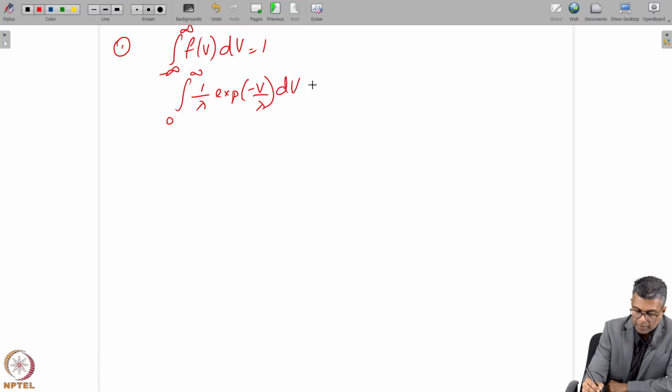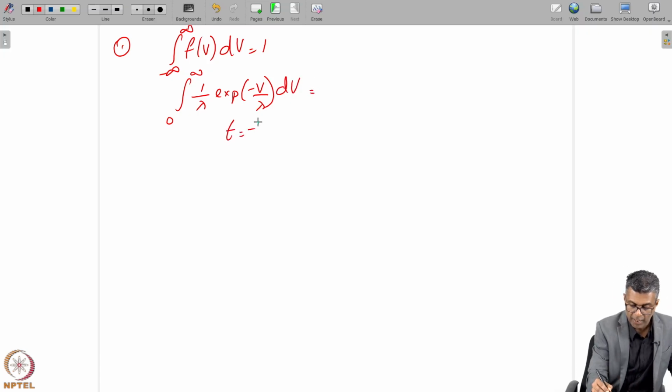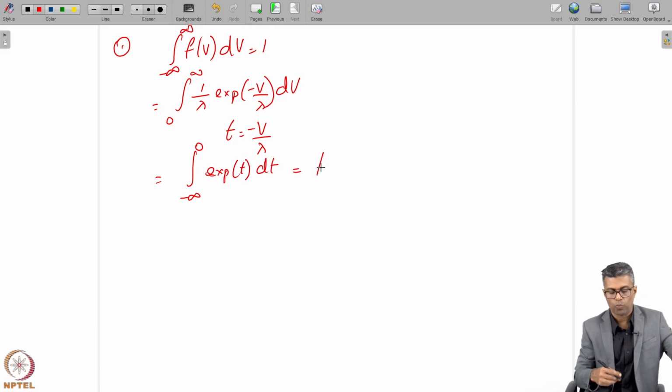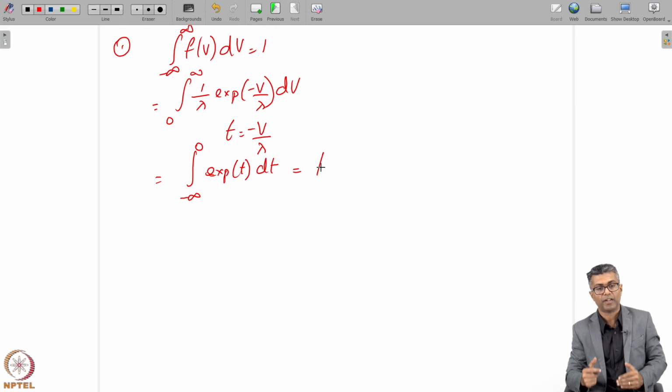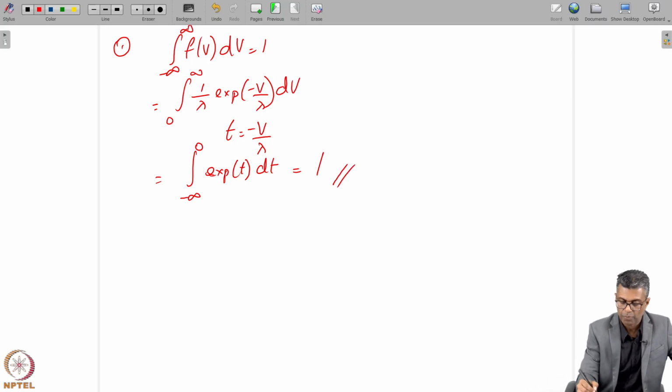And what do you get here? If I make a substitution, t is equal to minus v over lambda, then this integral flips, it becomes minus infinity to 0 of exponential of t dt. The integral of exponential of t is just exponential of t, and the answer comes out to be 1 when you integrate it between 0 and minus infinity. Hence proved.